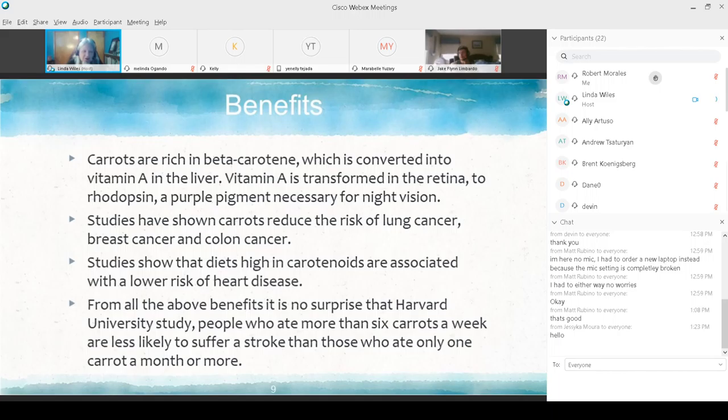Studies have shown carrots reduce the risk of lung cancer, breast cancer, and colon cancer. Studies show that diets high in carotenoids are associated with a lower risk of heart disease. From all the above benefits, it's no surprise that Harvard recommended that people eat 6 carrots a week, which would make them less likely to suffer stroke than those who ate only 1 carrot a month or more. That would make sense. Okay, so that's a nice study. I'd like to see that.